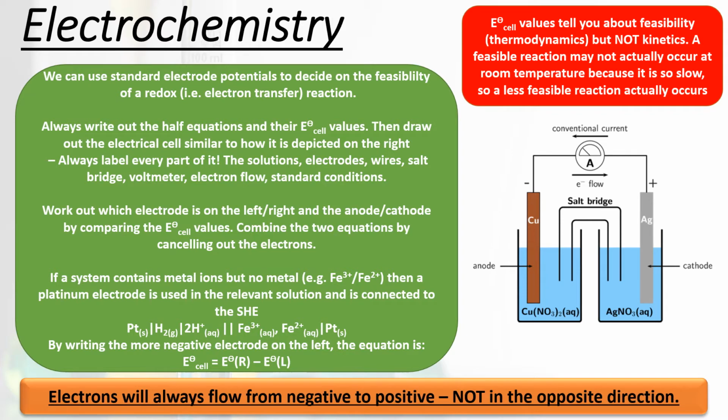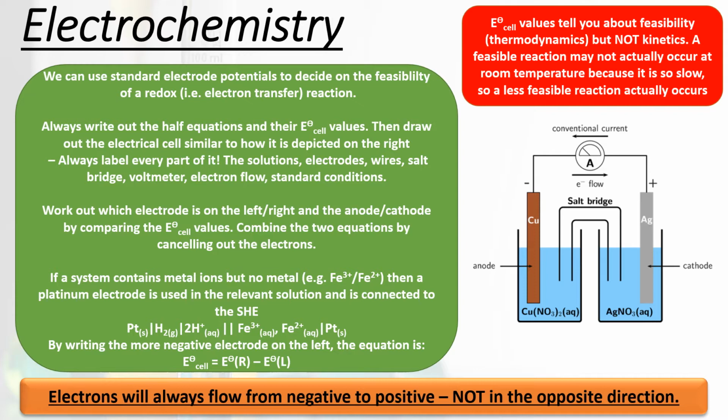So in order to see which direction is feasible and to work out the feasibility of a reaction, the first thing we need to do is go to our electrochemical series and write out the half equations of interest and their E-cell values. We're then going to draw out the electrical cell, similar to how it is depicted on the right in that pictorial representation. And we saw how we could draw this picture from the E-cell values in the previous video.